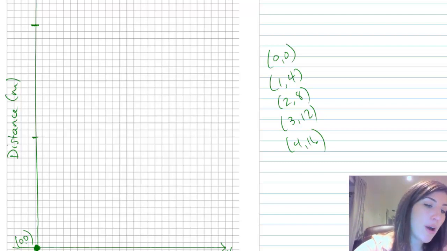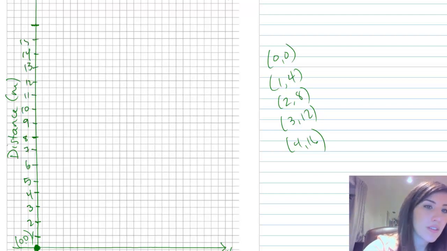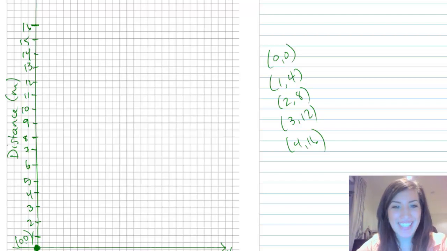So we skip a box and then 1, skip a box and then 2, skip a box and then 3, skip a box, 4, skip a box, 5, and so on. You can draw this in. And there we go, 16.